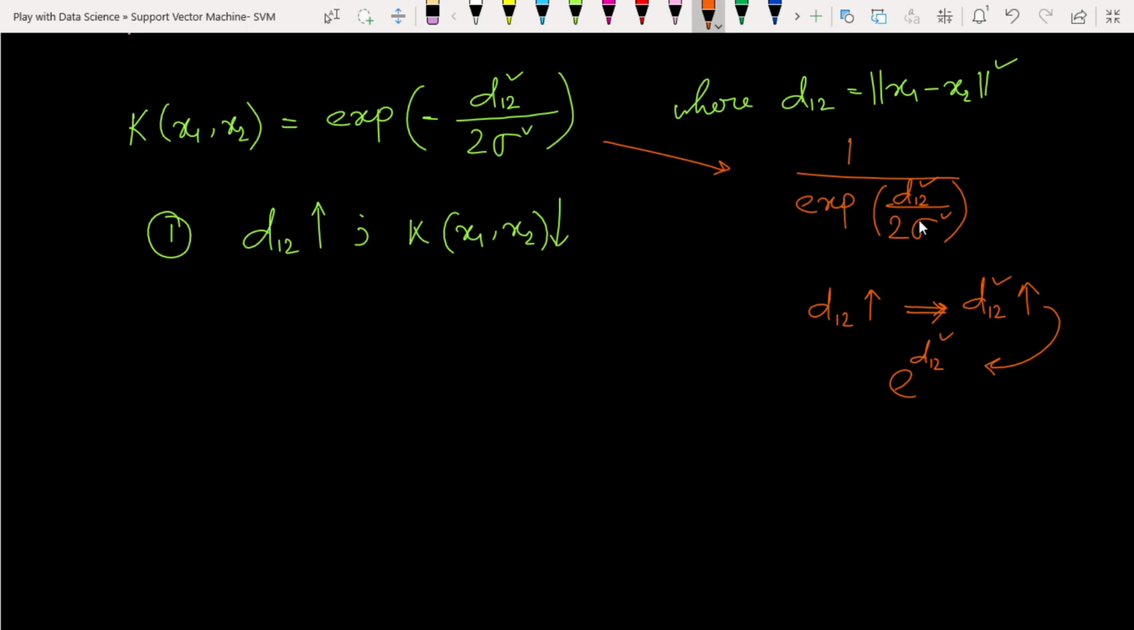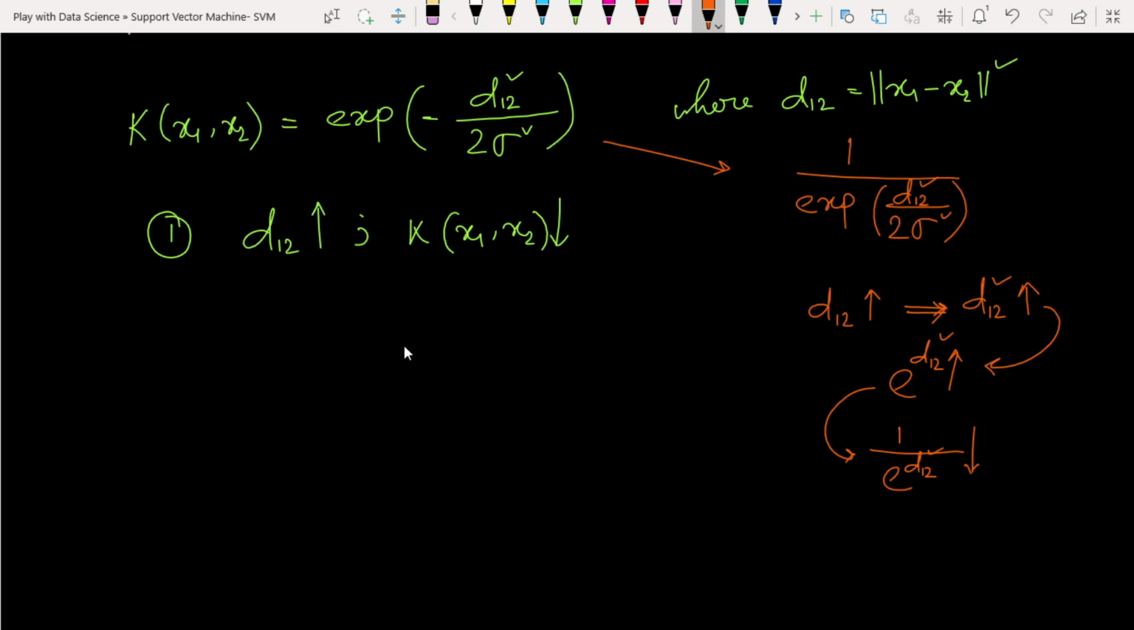Just take, for some time, our sigma is constant. Let's take our sigma is constant, just omit this term. And so if d increases, then this term is increased. If this term is increased, this means our 1 by e to the power d12 square decreased, because it is the inverse function of this. So if this one increased, then it will be decreased. For this reason, if we increase d12, our kernel function decreased.